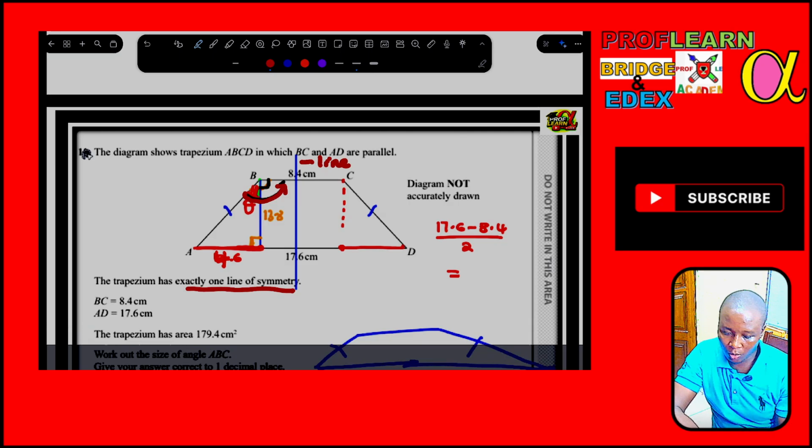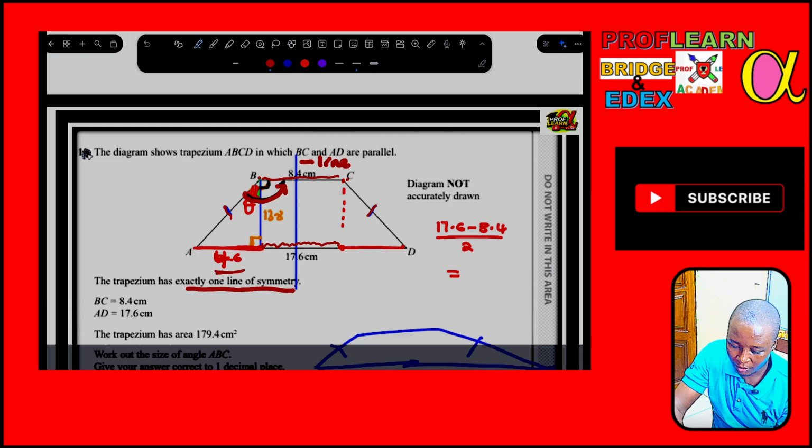Okay, so if it has a line of symmetry, because this can be folded along this blue line I've indicated here, this part and this part are equal. So if from here to here this is 8.4, then from this point to this particular point here is also 8.4, then this should be 4.6, and this will also be 4.6.